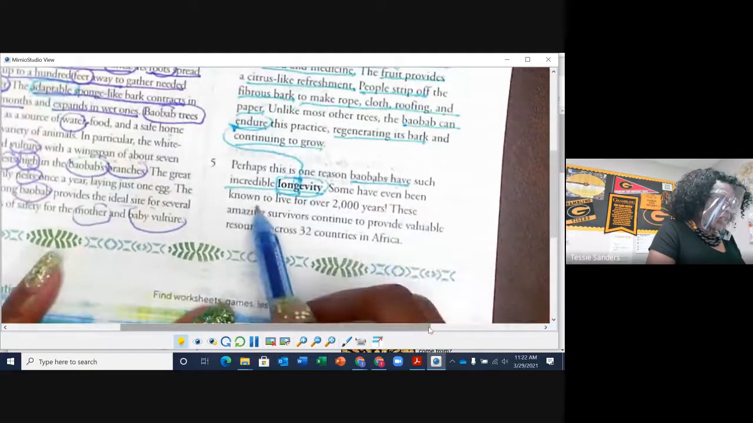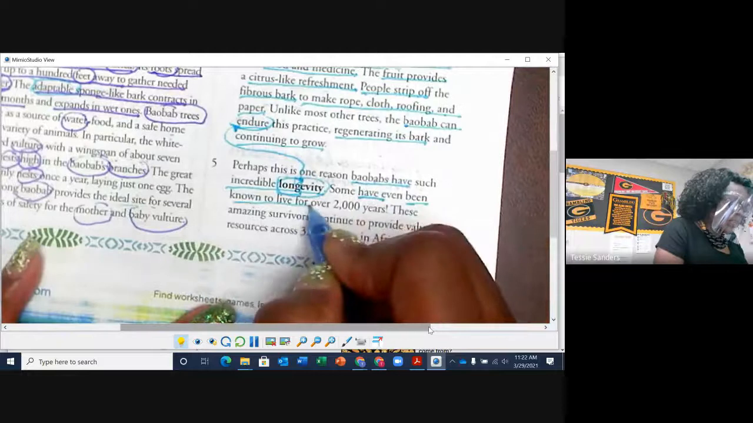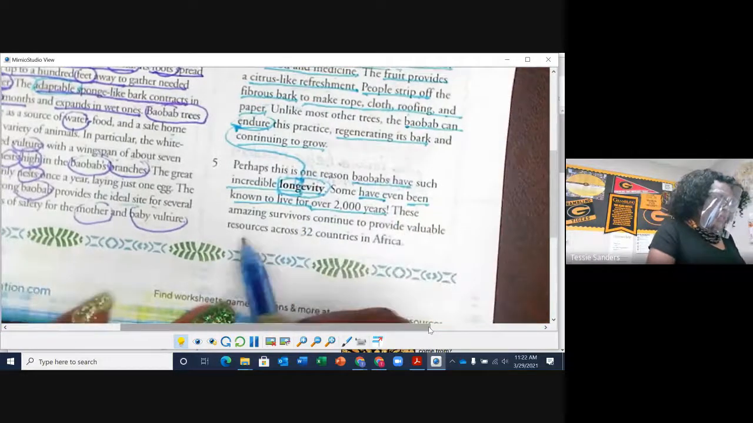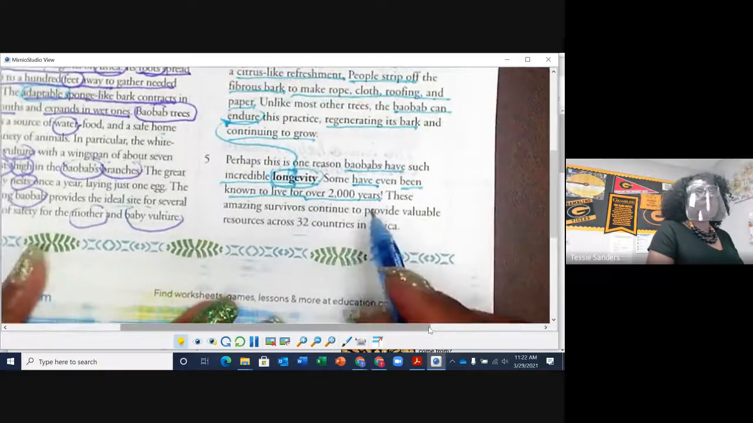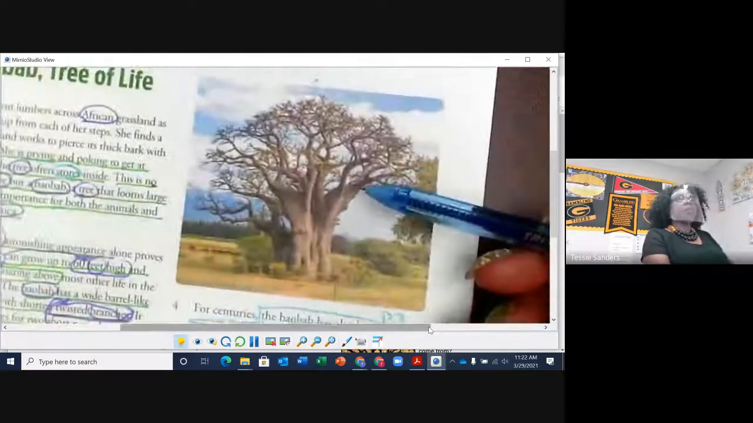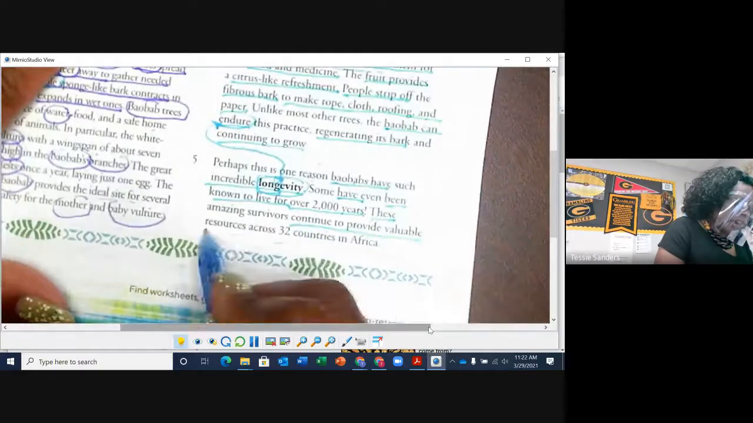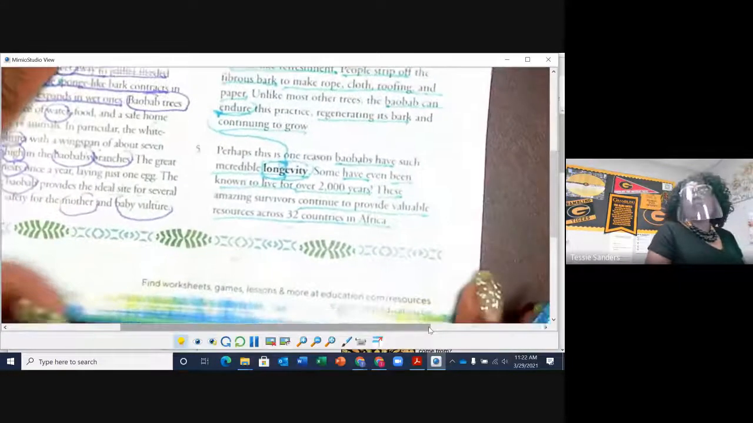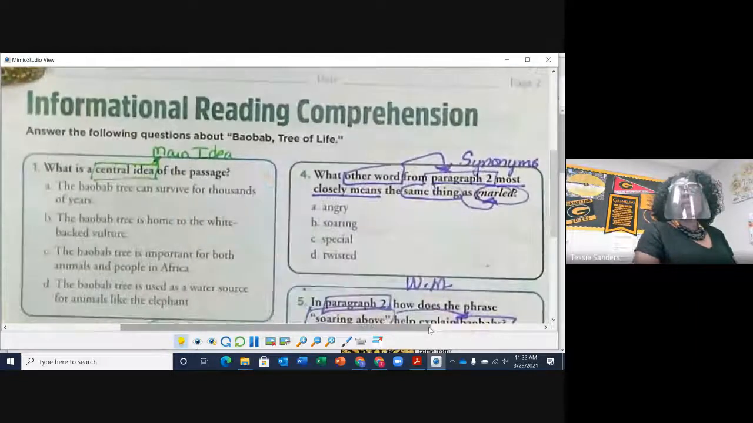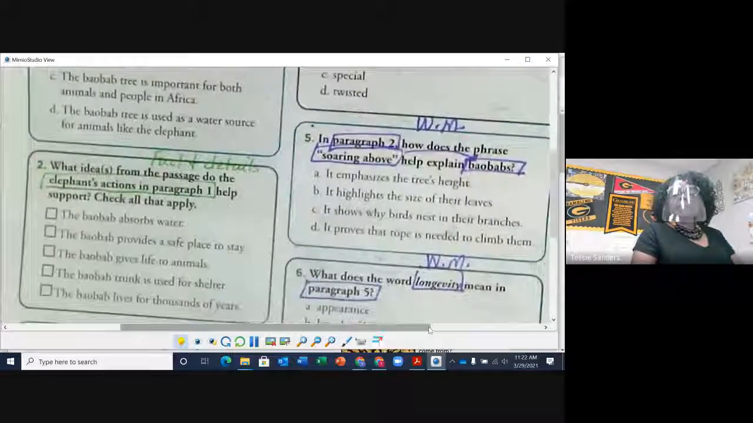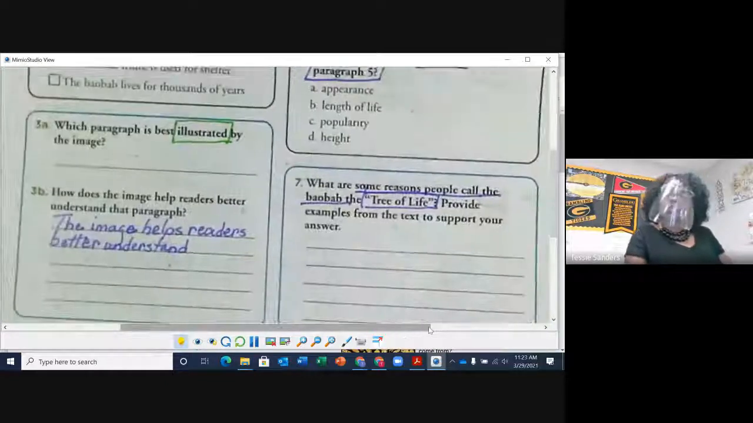Some have even been known to live for over 2,000 years. These amazing survivors continue to provide valuable resources across 32 countries in Africa. These, meaning the Balboa trees, continue to provide valuable resources across 32 countries in Africa. So that is the end of our informational text on the Balboa Tree of Life. At this time, you will answer your multiple choice and your questions that require short responses.